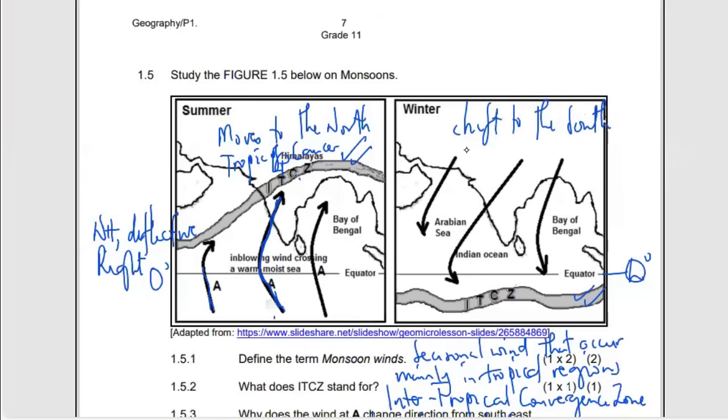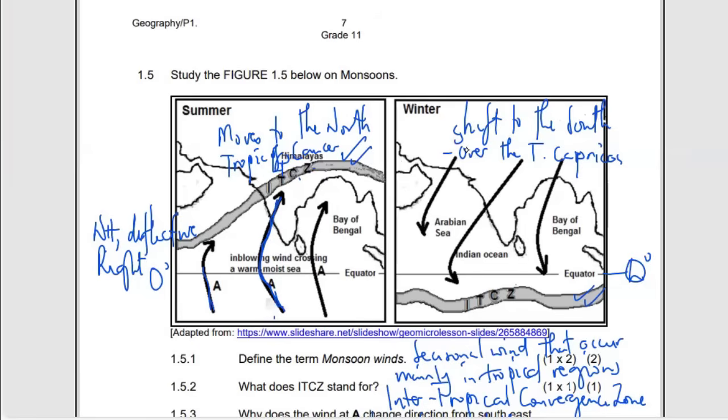Why? The sun's overhead position is over the Tropic of Capricorn, which is winter. So you must know this in the geographical sense of the northern hemisphere. That is why we are saying it's summer when the ITCZ is to the north. If this was the southern hemisphere, it was going to be opposite.